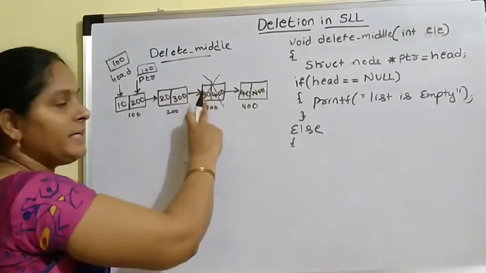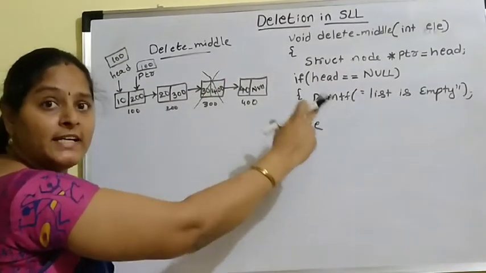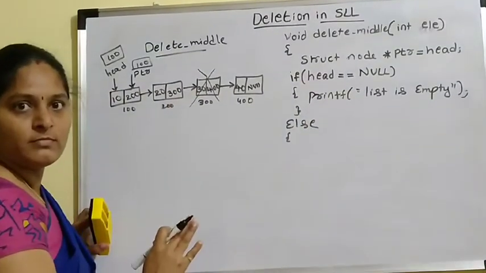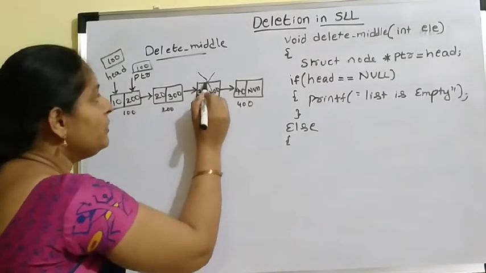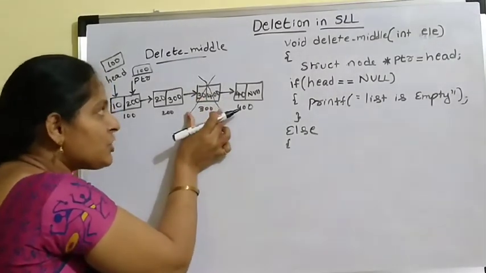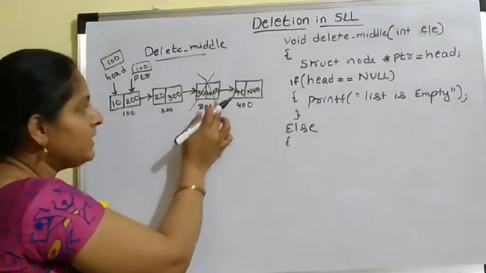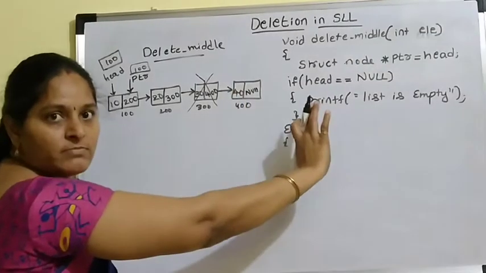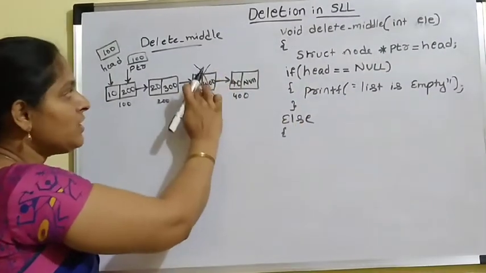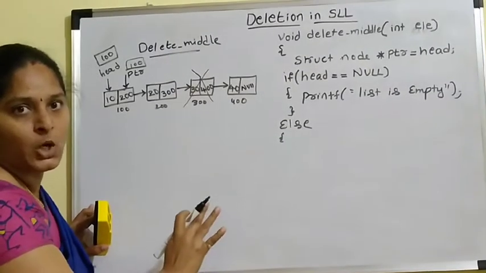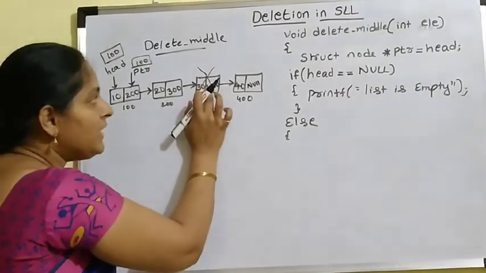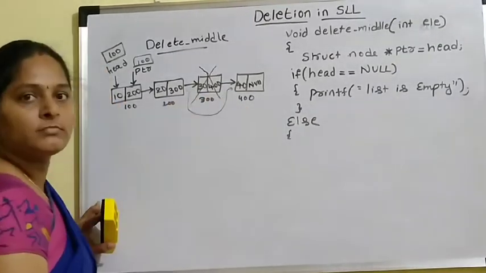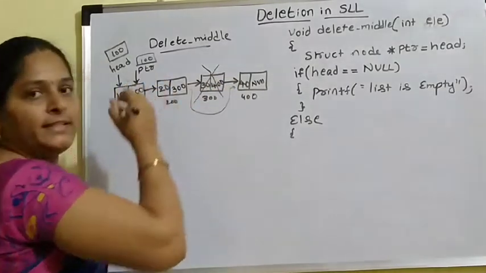Now compare PTR data. PTR data is 30, and our deleting element is also 30. So here we found the deleting node. In that case, what do we need to do? We need to delete this node. After deletion of this node, let us observe here. If you delete 30, this 40 will be separated from the list. That is the reason why we should not delete 30 directly. Before deleting 30, we should connect 20 to 40. Then we should delete 30.